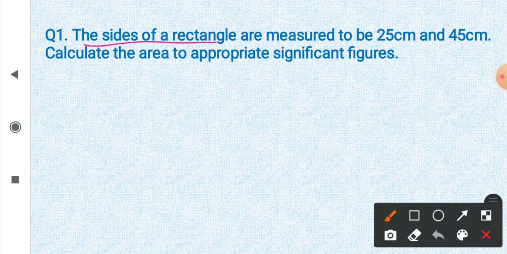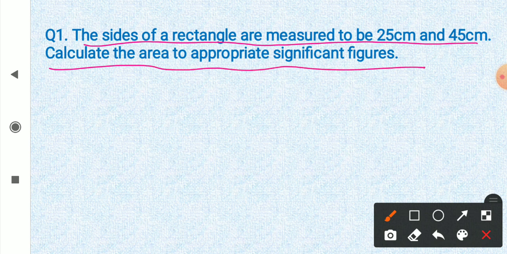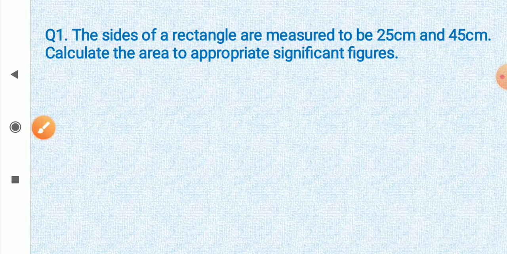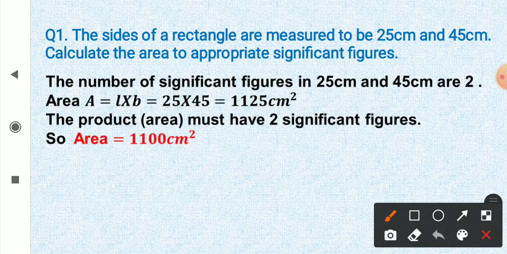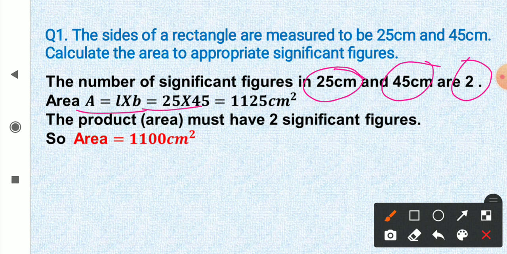The sides of a rectangle are measured to be 25 centimeter and 45 centimeter. Calculate the area to appropriate significant figures. Now, the number of significant figures in 25 centimeter and 45 centimeter are 2 each. Area is length into breadth. So 25 into 45 gives you 1125.